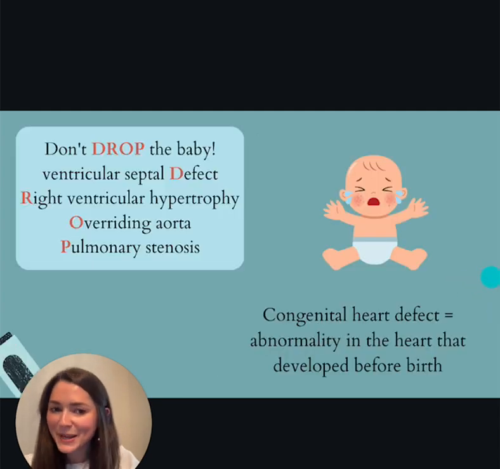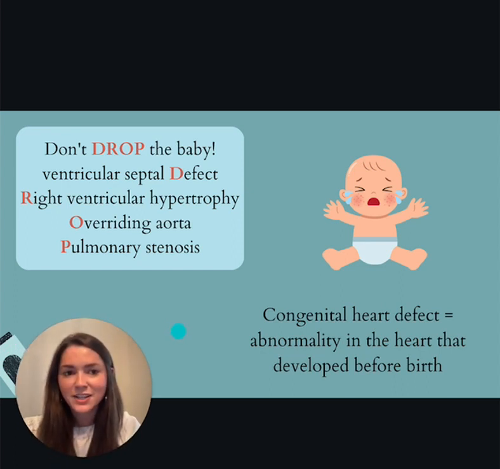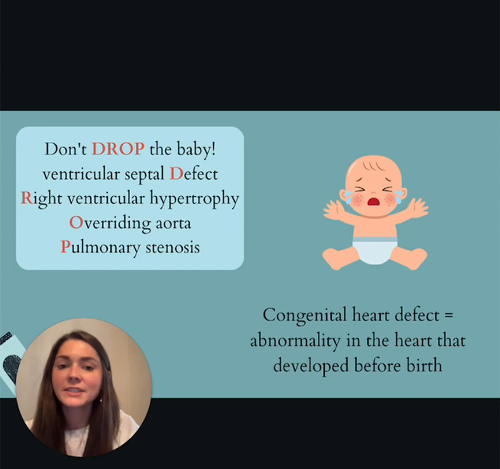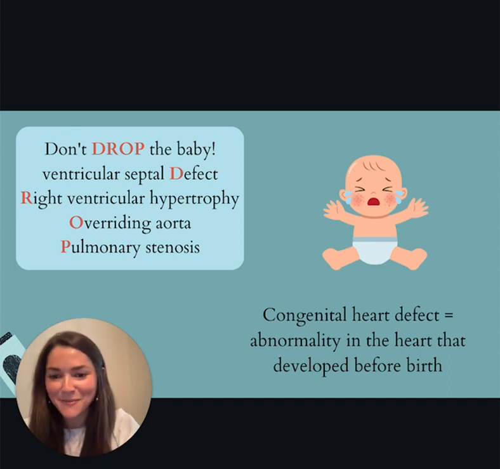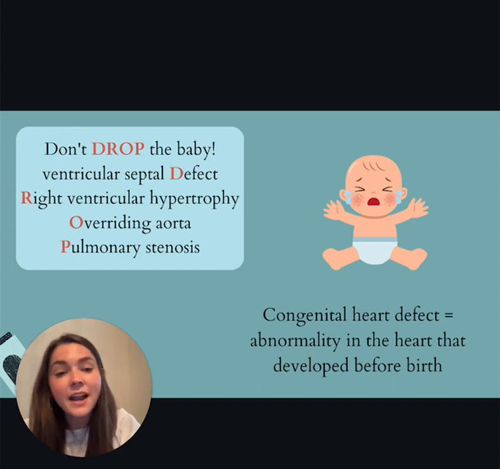So now that we have our basics down, what exactly is a congenital heart defect? So put simply, it's an abnormality in the heart that develops before birth. While there are many different types of congenital heart defects, as you already know, today we're talking about Tetralogy of Fallot. And Tetralogy of Fallot is a cyanotic heart defect, meaning there is not enough oxygen in the blood.